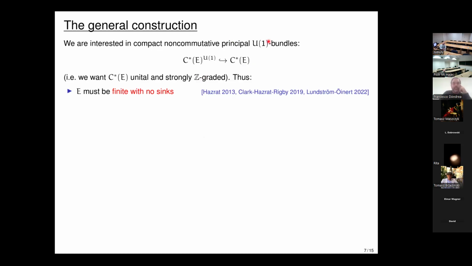So principal U1 bundle means that C star of E we want it to be strongly graded. Compact means that we want a unital C star algebra. And there is a theorem saying that a graph C star algebra is unital and strongly Z-graded if and only if the graph is finite with no sinks. So this tells us what kind of graph we should consider. This E should be finite with no sinks.